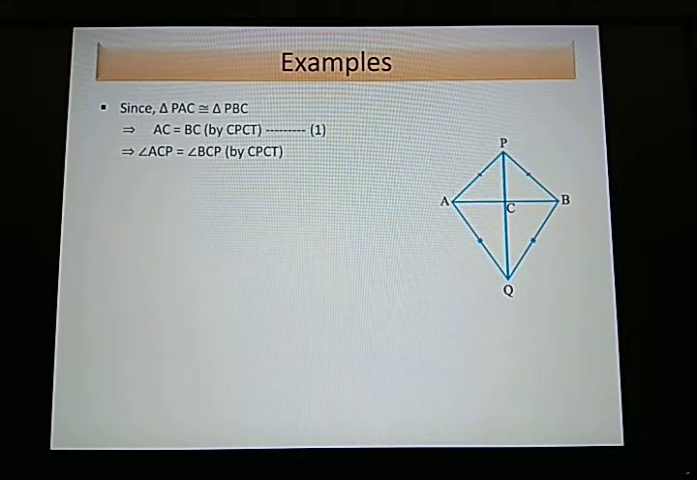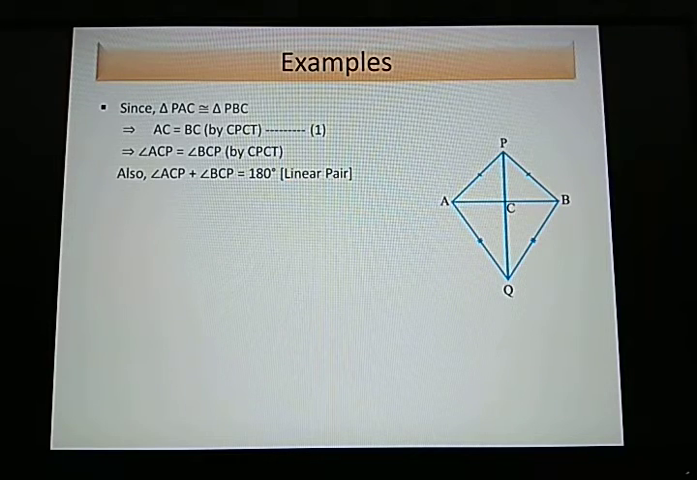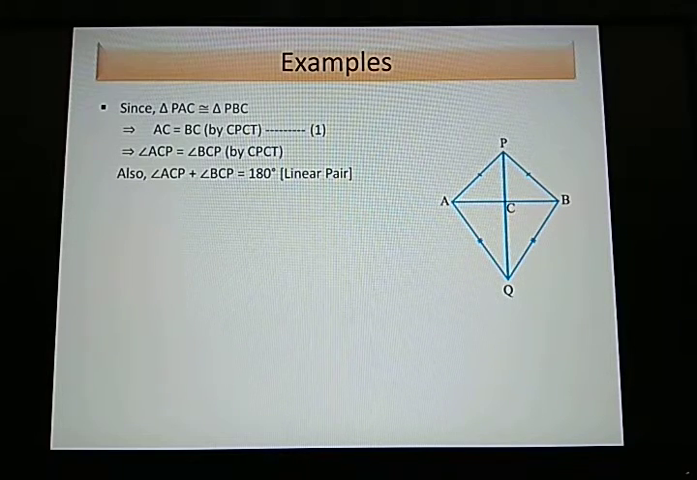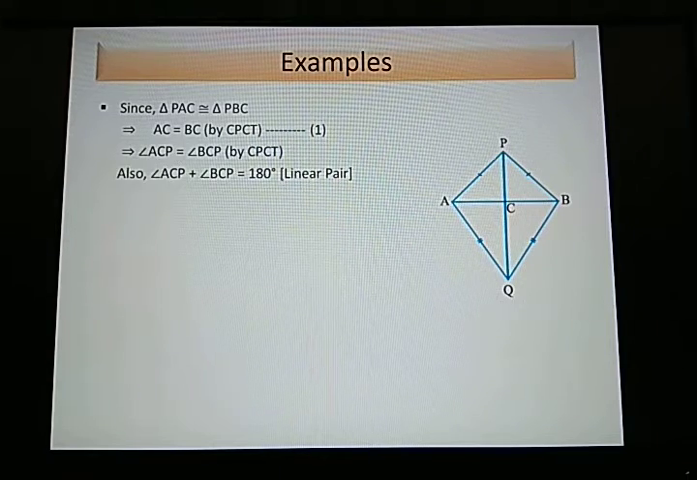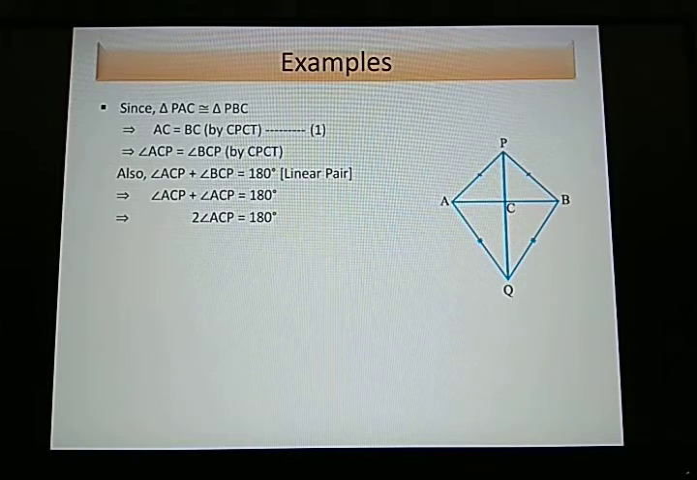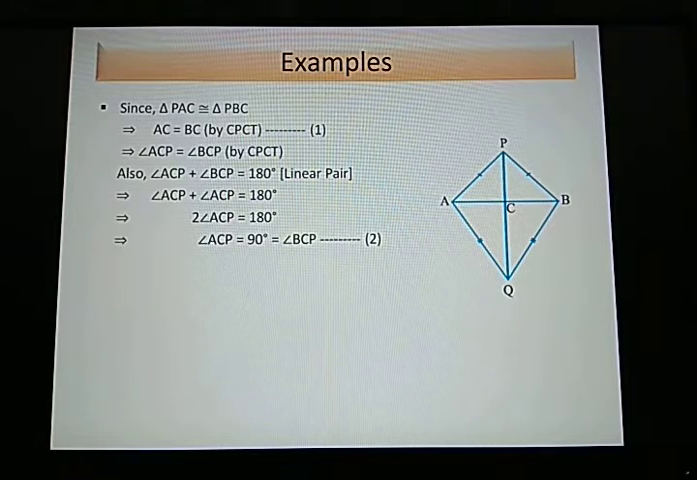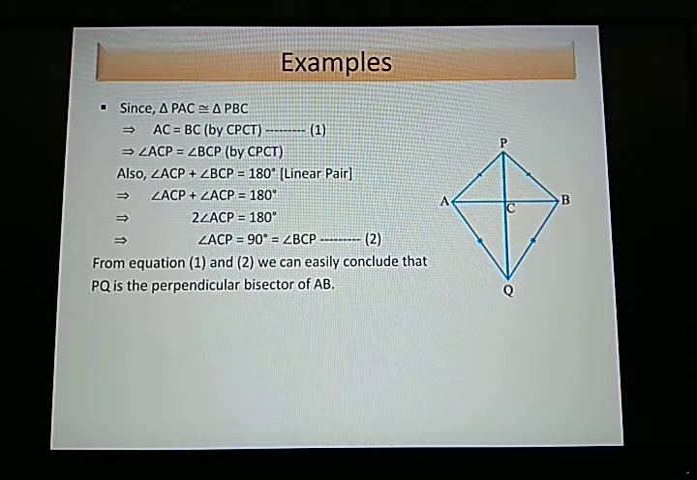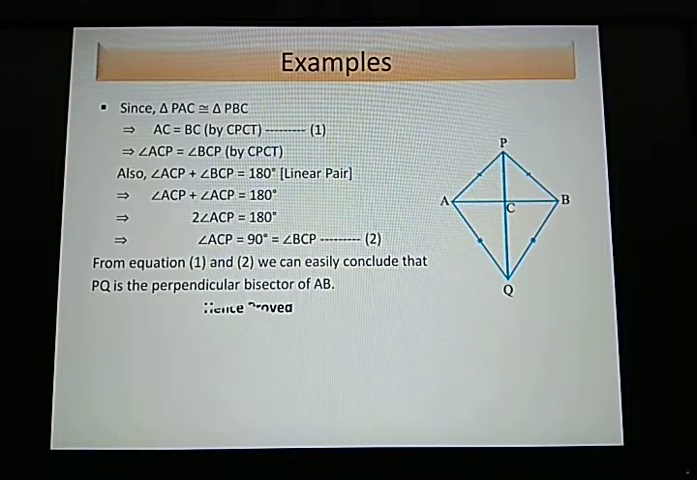Now if you look carefully, angle ACP plus angle BCP will be equal to 180 degrees because it is a linear pair. So now in place of BCP we will substitute ACP. So we get twice ACP equal to 180 degrees. From there we get ACP equals 90 degrees, which will also be equal to BCP. So both of them are 90 degrees. That is equation 2. So from equation 1 and equation 2, we can easily conclude that PQ is the perpendicular bisector of AB. So this proves the given question.